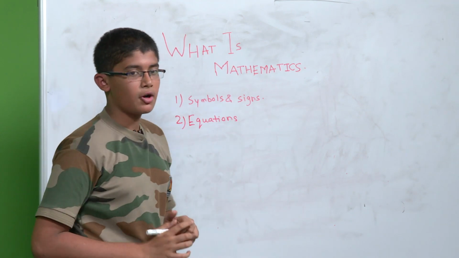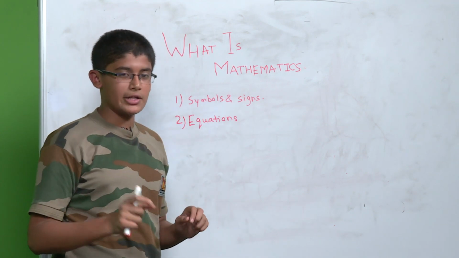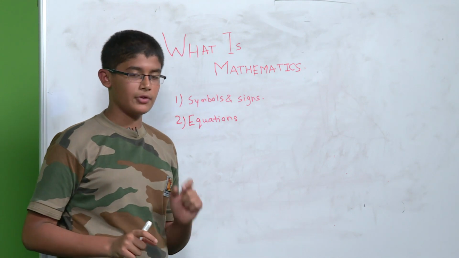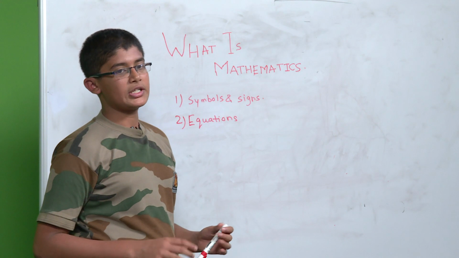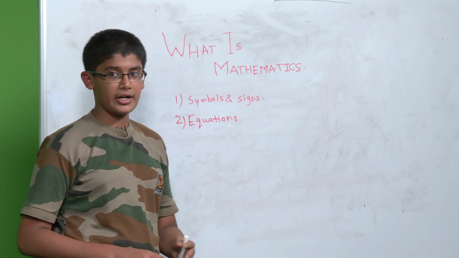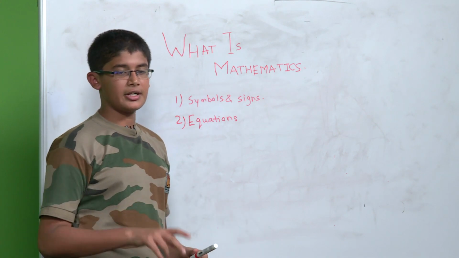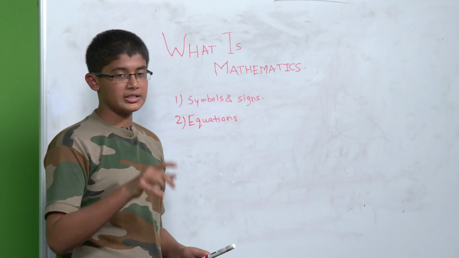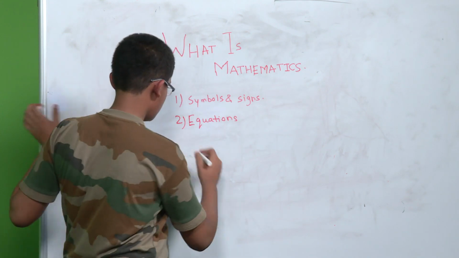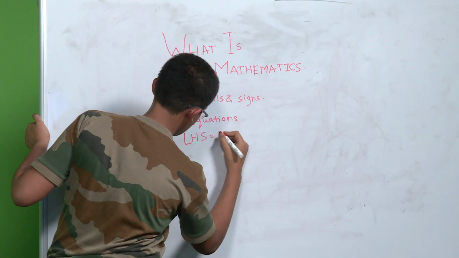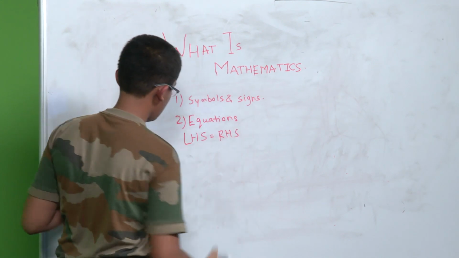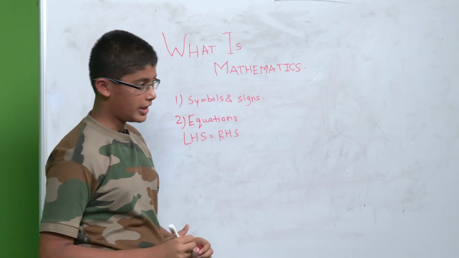When we arrange symbols and signs in an array or in a line, we get an equation. So an equation has two parts, left hand side and right hand side. Always it is written with left hand side is equal to right hand side. So the format of an equation is LHS is equal to RHS. This is the left hand side and this is the right hand side.